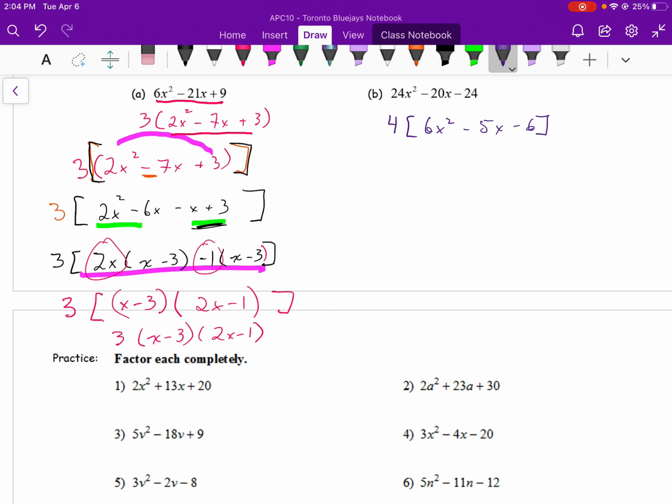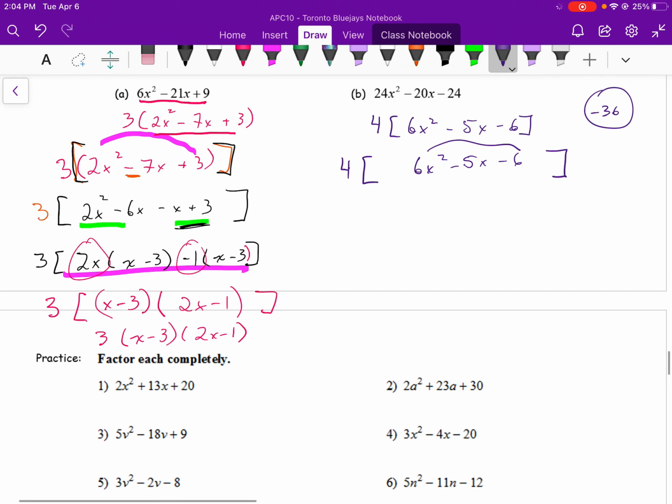And if you want to help you think about this, you could write it as 4 times, just leave a bigger bracket so that it's pleasing to the eye, so that you're not confused by that 4. And so I have my trinomial in the middle, which is 6x squared minus 5x minus 6. I'm going to multiply 6 with negative 6, and that is going to be negative 36. What two numbers multiply to negative 36 but add to negative 5? Those two numbers are negative 9 and 4.